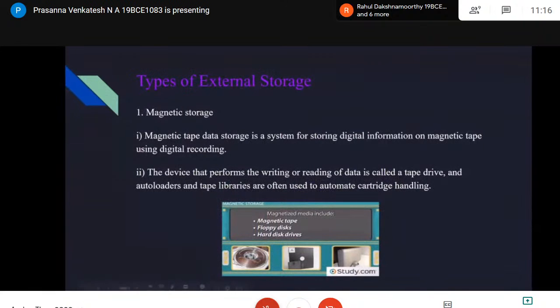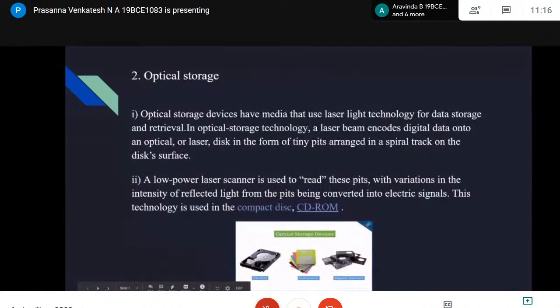And next thing I'm going to say is optical storage. Optical storage uses laser technology for data storage and retrieval, and it is faster when compared to the magnetic storage system. A few of the common optical storages are the CD-ROM and the compact disk, which we use in our systems, and it is more powerful when compared to magnetic storage.